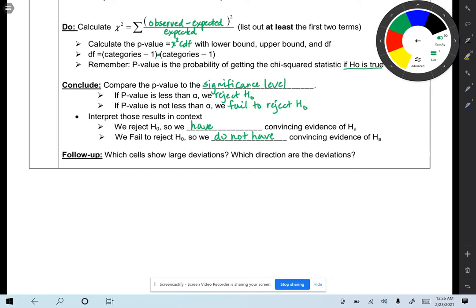Then you do a follow-up if you reject the null hypothesis. Which cells show large deviations? Which direction are the deviations in? So when we talk about which cells show large deviations, talk about your highest component and in which direction, talk about whether it's higher or lower than expected.